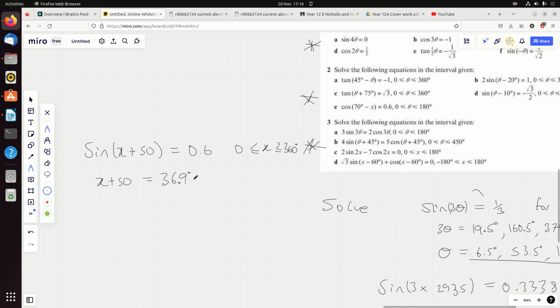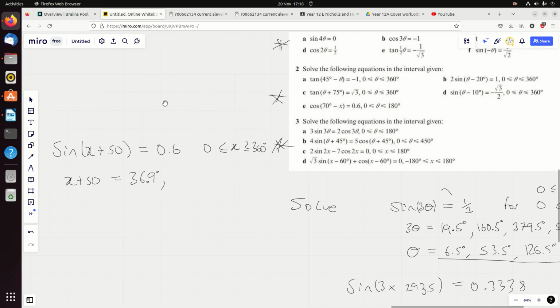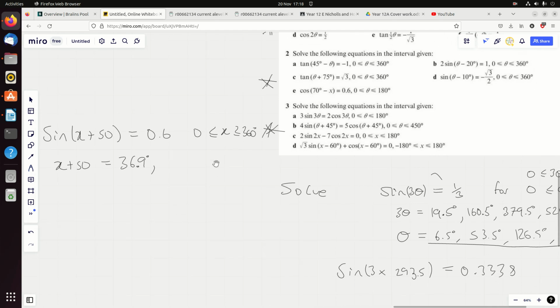And now remember, just like I did last time, I know you're really tempted to subtract 50 now, but don't do it yet. Do the 180 minus trick first, and oh, I should have done something other than sine, because sine's always 180 minus. I should have probably done cos here, but I'll do that in the next one. So I do 180 minus that, and I'm going to get 143.1. And then I'm going to add 360 to that, I'm going to get 396.9. I'm going to add 360 to that, I'm going to get 503.1, yeah?